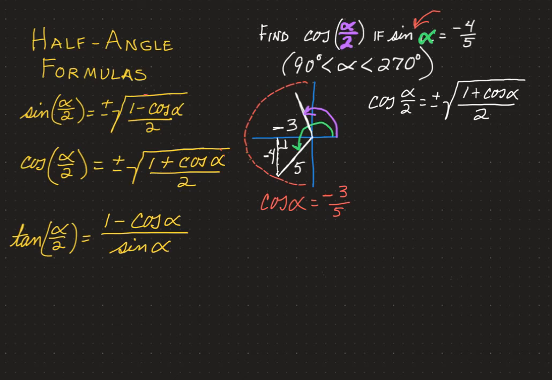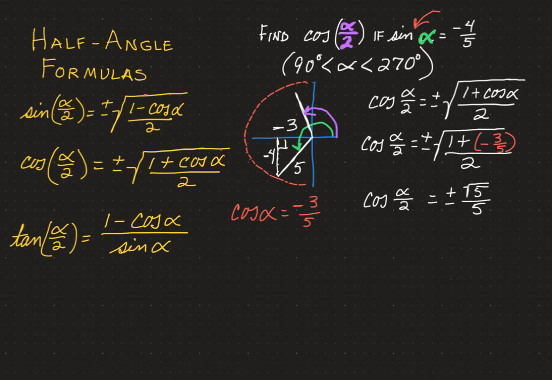So what I have now is the cosine of alpha divided by 2, which is the value we're looking for, is equal to plus or minus the square root of 1 plus the cosine of alpha, all divided by 2. I'm going to substitute the value that I have for the cosine of alpha, which is negative 3/5. I'm not just substituting for alpha, remember. And if we go ahead and evaluate this, we find that the cosine of alpha divided by 2 is equal to the positive or negative square root of 5 divided by 5.